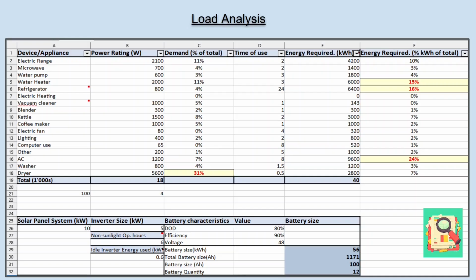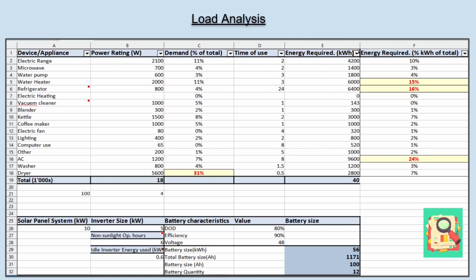To add to that, this particular battery has a depth of discharge of 80%. Additionally, this inverter is 90% efficient. That is, there's 10% losses when the inverter is used to provide the energy to all of the appliances and devices. Finally, summing it up, the total battery size is 56 kilowatt hours. The sum is from the daily energy requirements, the idle inverter energy used, the battery depth of discharge, and the efficiency of the inverter.